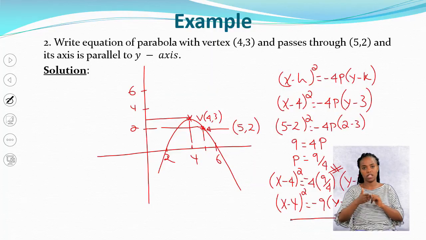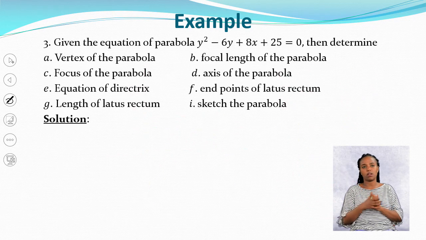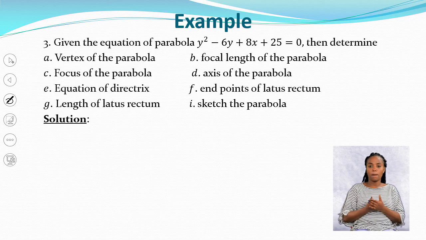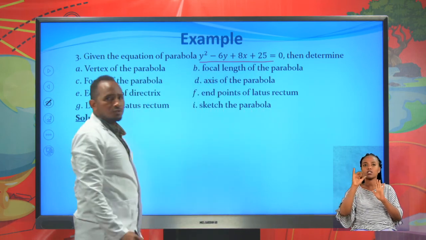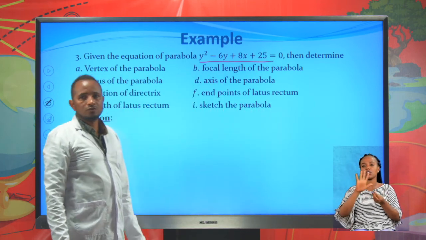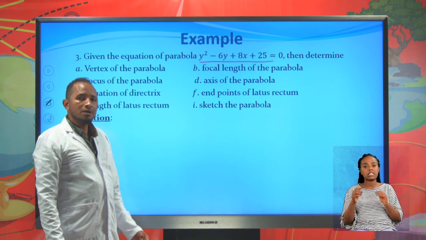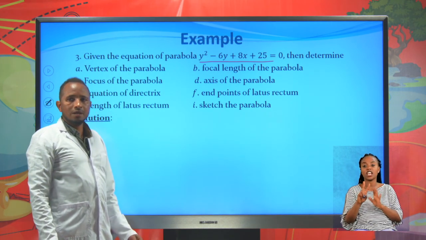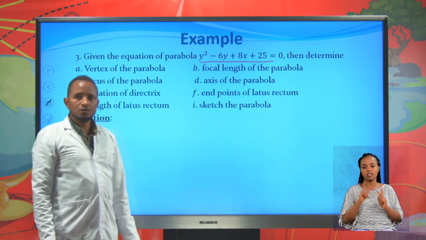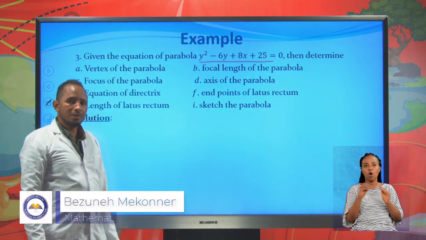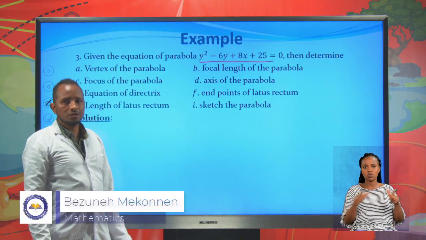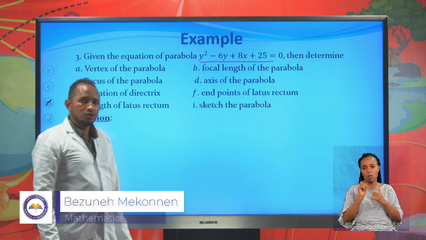Now let's proceed to the third example. Okay, the third example here: given the equation of the parabola y squared minus 6y plus 8x plus 25 is equal to 0, determine the vertex of the parabola, focal length, focus, axis of the parabola, equation of the directrix, endpoints of the lateral rectum, length of the lateral rectum, and sketch the graph. So let's do this one.